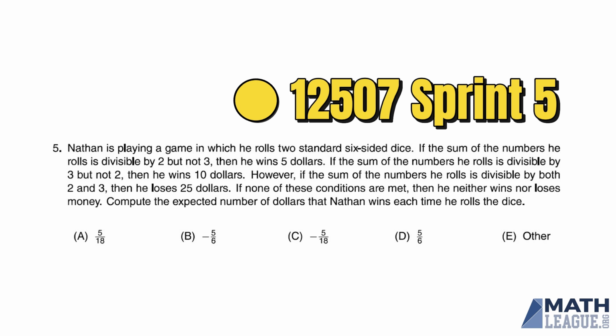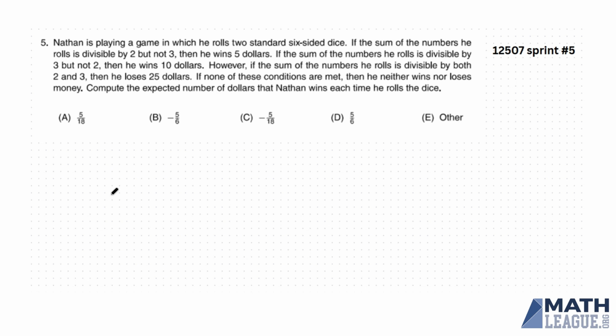If none of these conditions are met, then he neither wins nor loses money. Compute the expected number of dollars that Nathan wins each time he rolls the dice. Now, first of all, there's 6 times 6, or 36, total possibilities when Nathan rolls the dice, so every outcome has a 1/36th chance of happening.